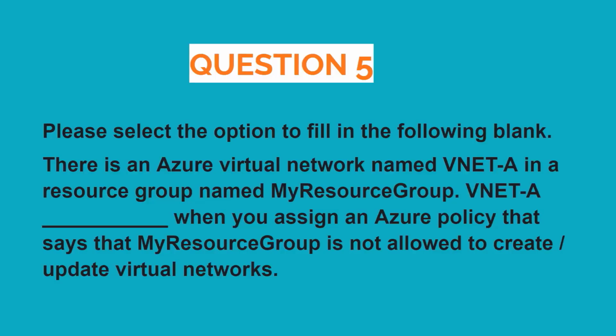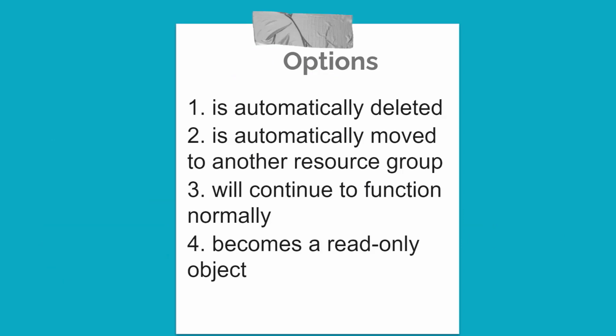Question 5. Please select the option to fill in the following blank. There is an Azure virtual network named VNet in a resource group named My Resource Group. VNet, when you assign an Azure policy that says that My Resource Group is not allowed to create/update virtual networks. Option 1 is automatically deleted.